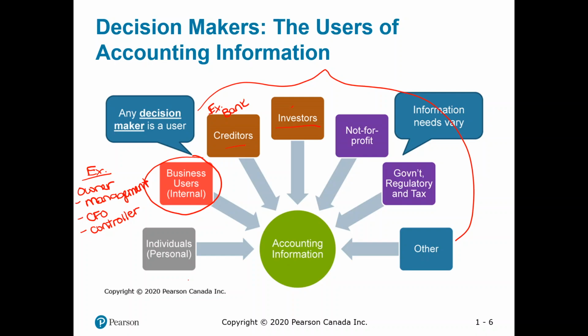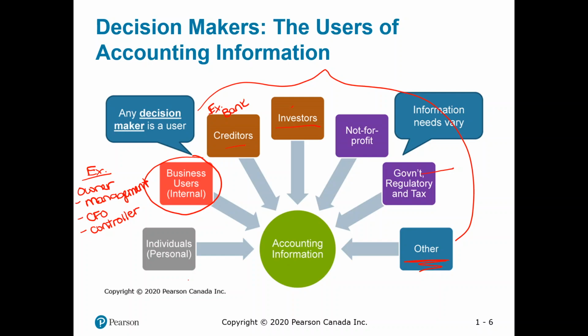Then there are various other users. You can see here the government. So they're going to be looking at financial information from businesses so they know how much taxes they need to pay. You can see there are so many here, but there's also this other. There are various users, and they are really relying on accounting information to be able to make good decisions.